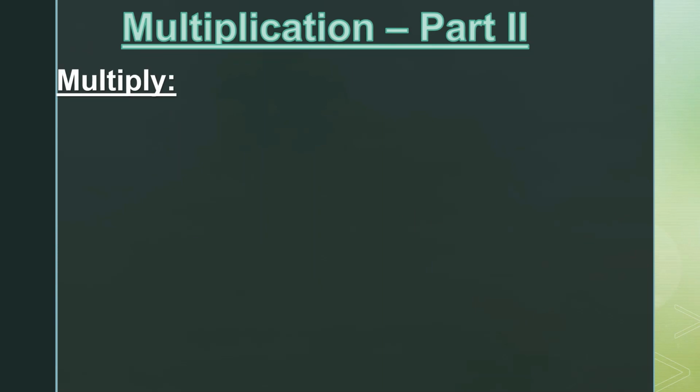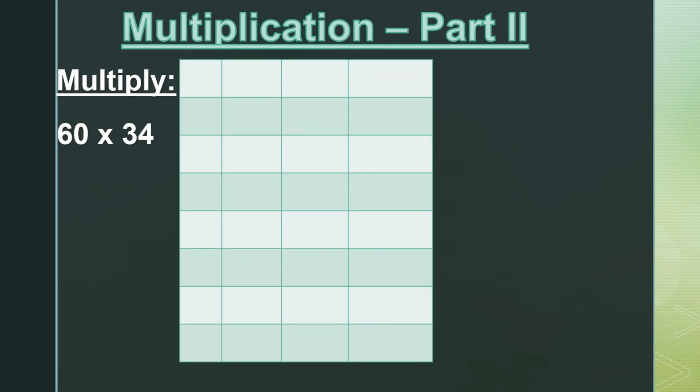60 multiplied by 34. Write the place values. Units, tens, hundreds, thousands. 6 in tens place, 0 in units place. 3 in tens place, 4 in units place. Multiplication sign. 4 multiplied by 0 we get 0. 4 sixes are 24. We write 0 in units place.